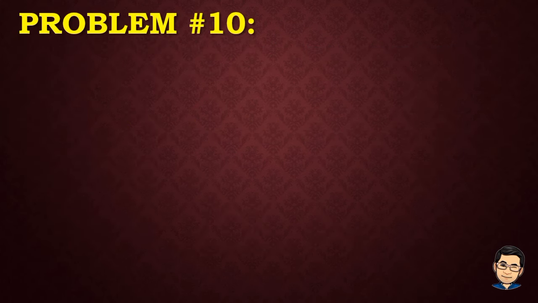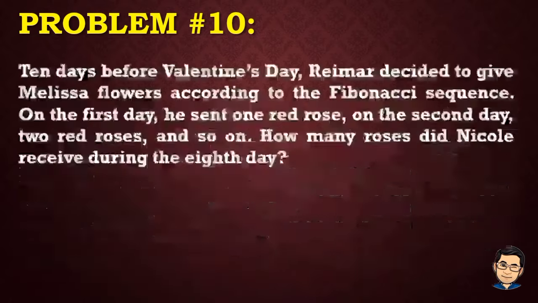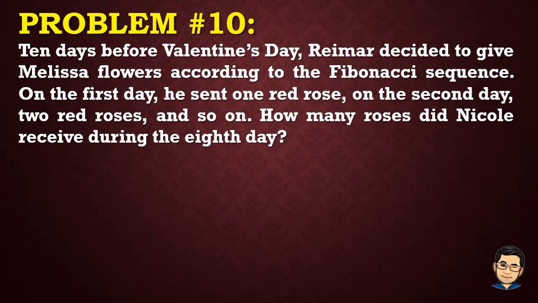So, let's have a word problem about Fibonacci sequence. 10 days before Valentine's Day, Reimar decided to give Melissa flowers according to the Fibonacci sequence. On the first day, he sent 1 red rose. On the second day, 2 red roses, and so on. How many roses did Melissa receive during the 8th day? So, first day, ang na-receive niya is 1 red rose. On the second day, 2. And then, sa third day, ang gagawin natin, yung 1 tsaka 2, i-add natin, magiging 3.